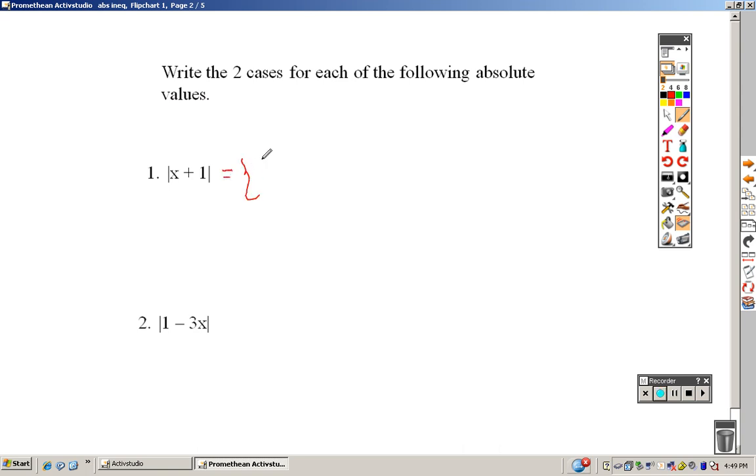One case is where you write the same exact number down. But then you're assuming that what you're writing down, x plus 1 in this case, is greater than or equal to 0, which certainly implies that x is greater than or equal to negative 1. If you write the opposite down, the opposite of x plus 1, you're assuming then that x plus 1 is less than 0, which would imply x is less than negative 1.